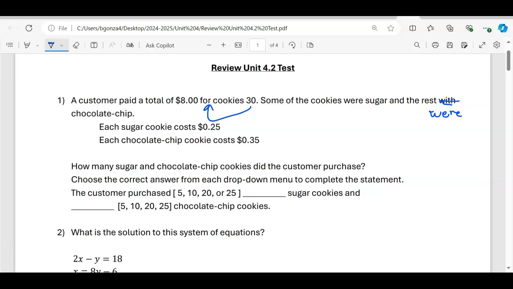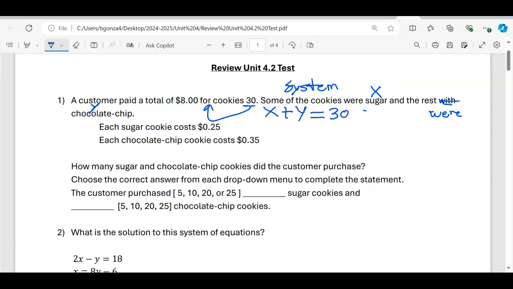All right, so this is a system of equations, okay? A system, and we're going to need to solve the system. And how do we do that? First, we set up the equations. So look, if there are 30 cookies and some were sugar, we'll call that X, and some were chocolate chip, we'll call that Y. Then my first equation is going to be adding up the cookies to the total 30. X plus Y equals 30.